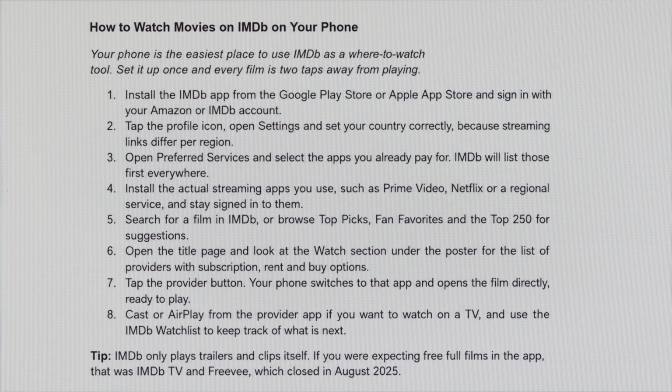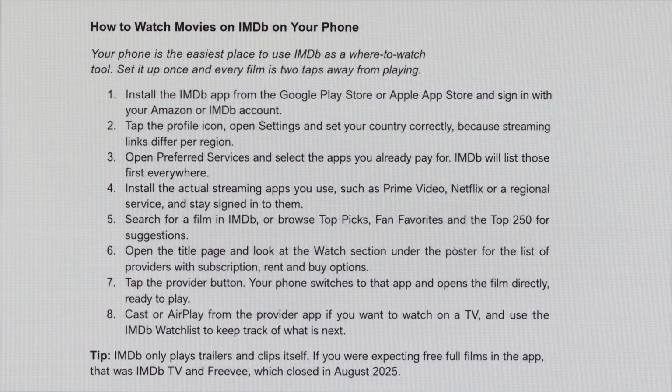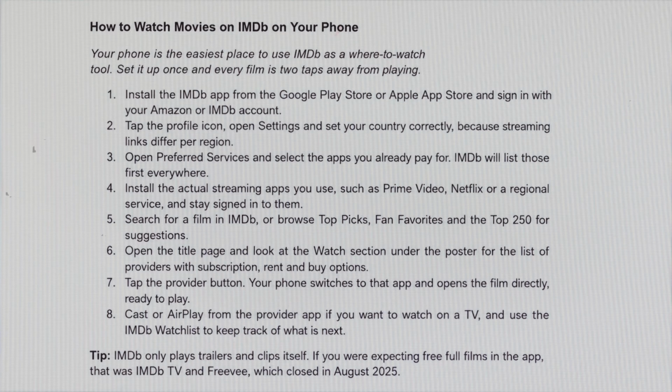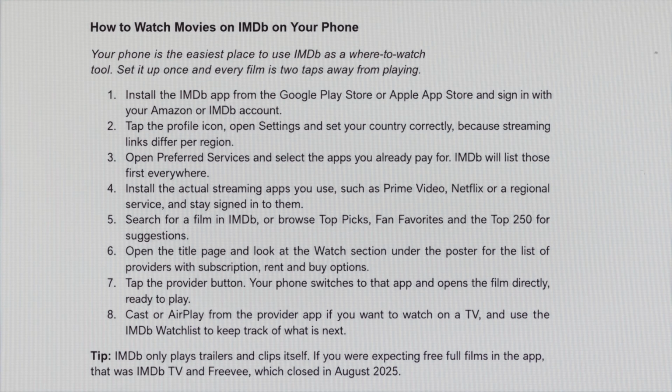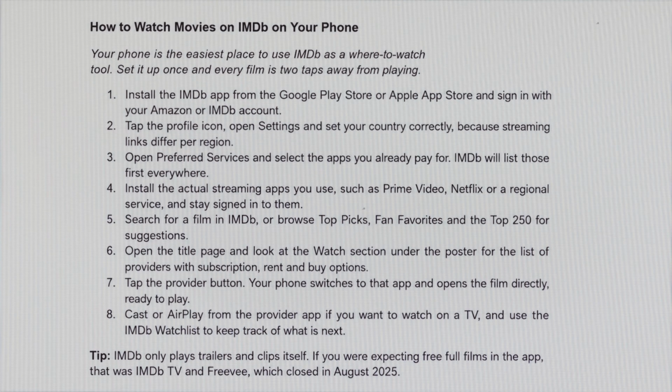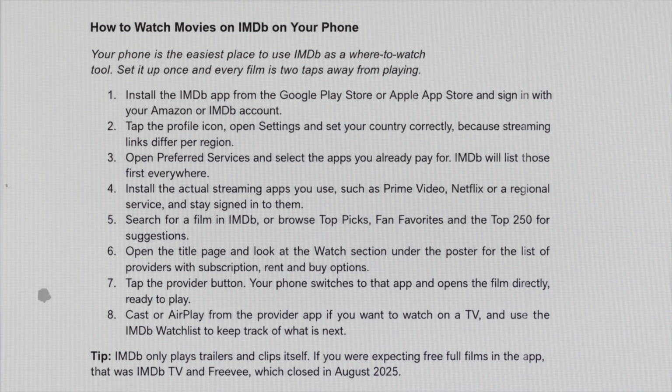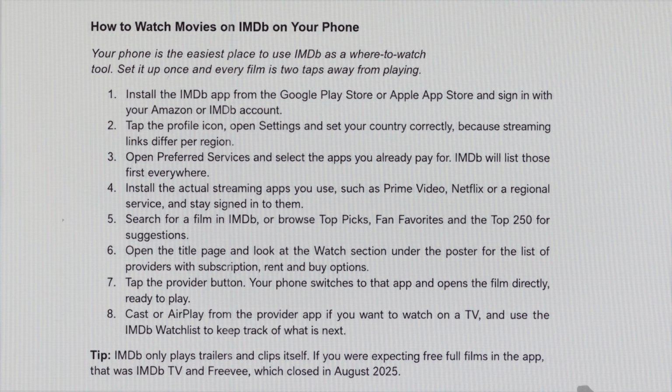Install the actual streaming apps you use, such as Prime Video, Netflix, or a regional service, and stay signed into them. Search for a film in IMDb, or browse top picks, fan favorites, and the top 250 for suggestions. Open the title page and look at the Watch section under the poster for the list of providers with subscription, rent, and buy options. Tap the Provider button. Your phone switches to that app and opens the film directly, ready to play.